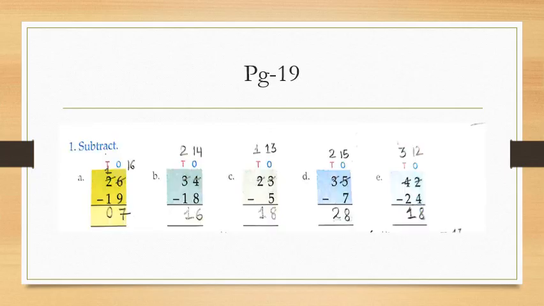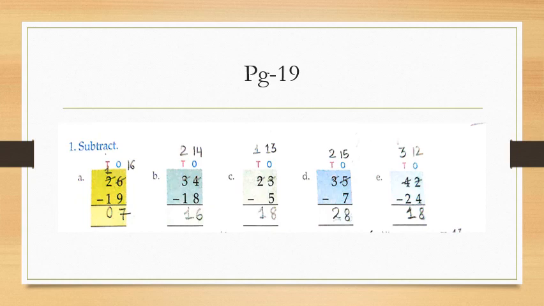Children, now let's do some exercise given on page number 19. First question, subtract. Look at the first part. 26 minus 19. We start subtracting from ones place. Here children, you will see that 9 is greater than 6. So we can't subtract 9 from 6. So in this case, we will borrow one value from tens. So children, when we borrow one value, 6 will become 16.